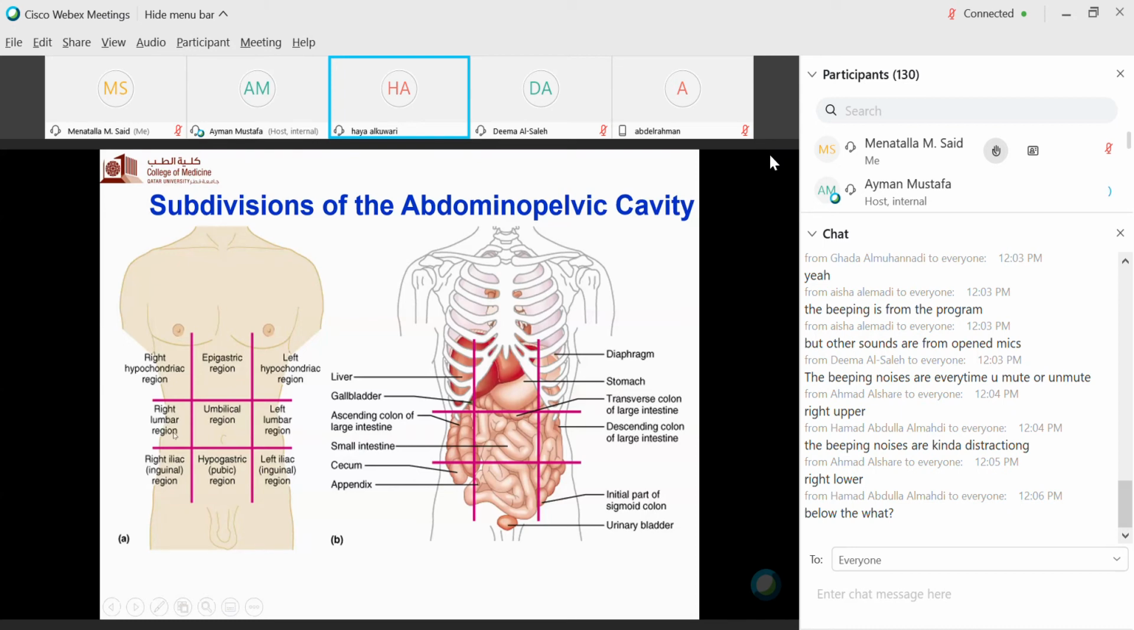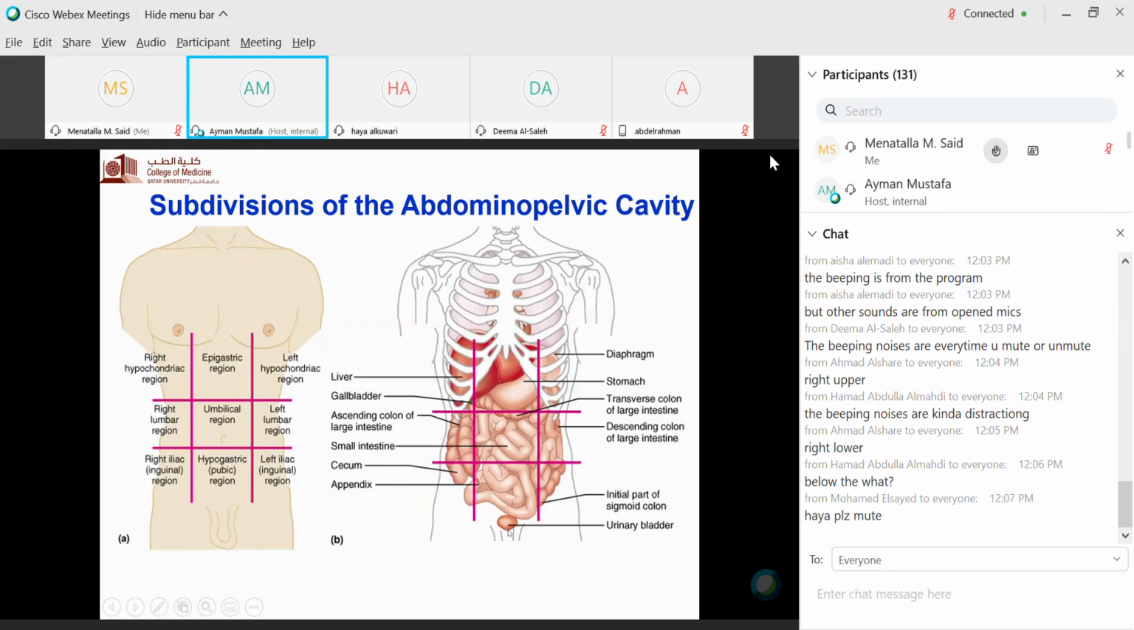And on either side, you have the lumbar region. Lumbar refers to the back. When we go down, you have the iliac region or inguinal, the side of your lower abdomen. We call that area the iliac. And this is hypogastric. If you look here on this side, you will see the organs and you can tell, for example, this is the urinary bladder. Where is the urinary bladder located? It's hypogastric.